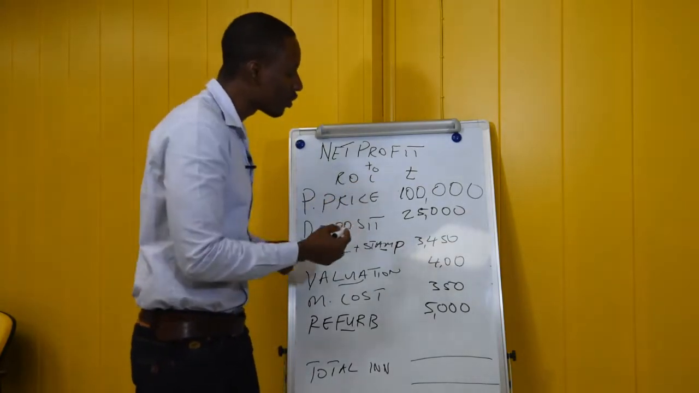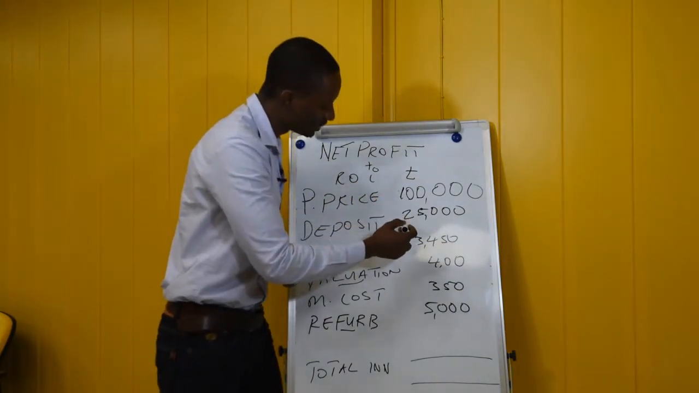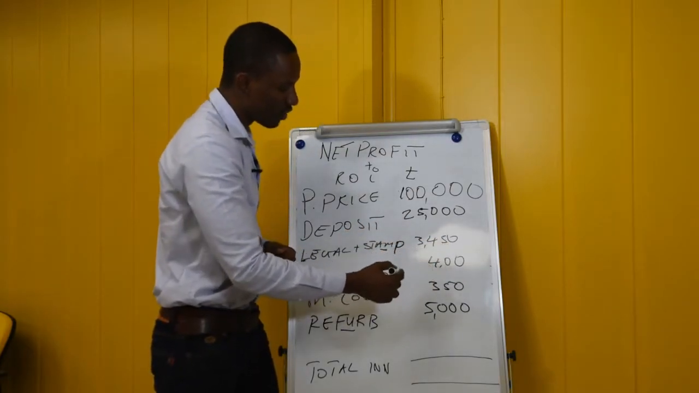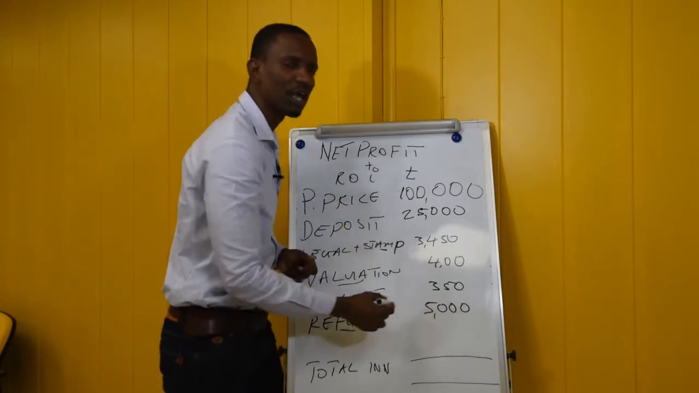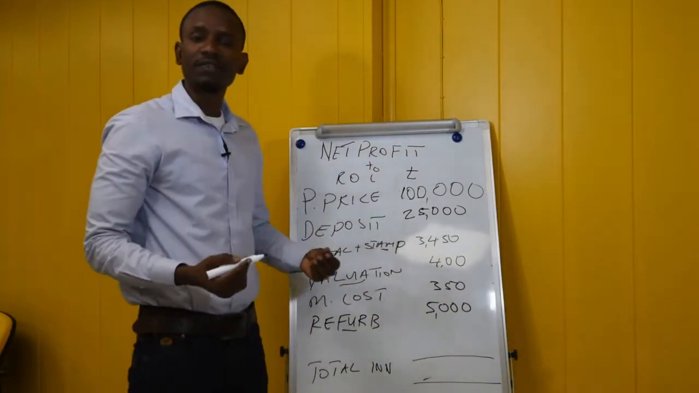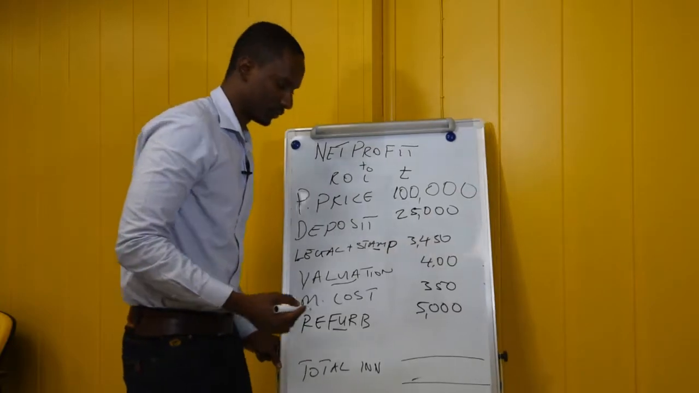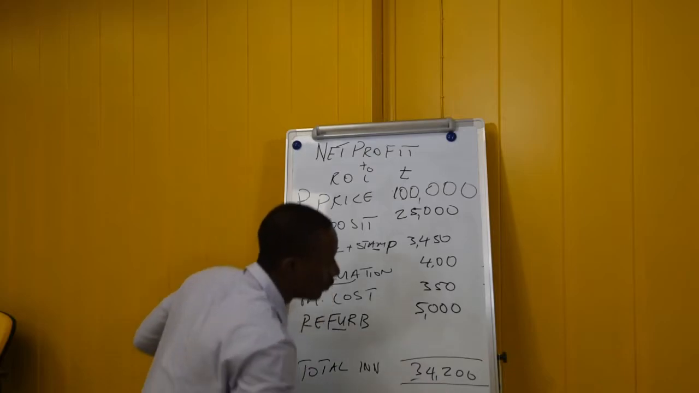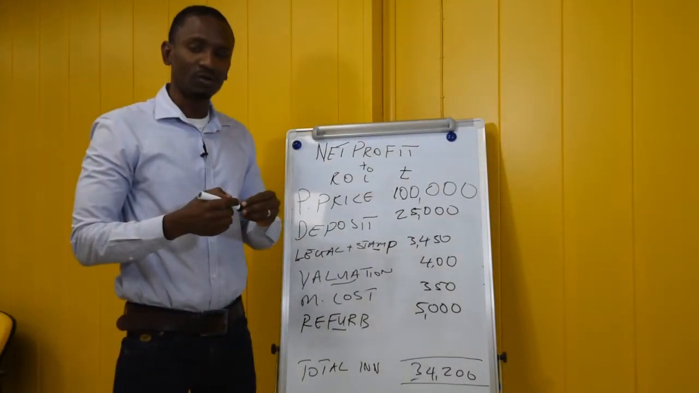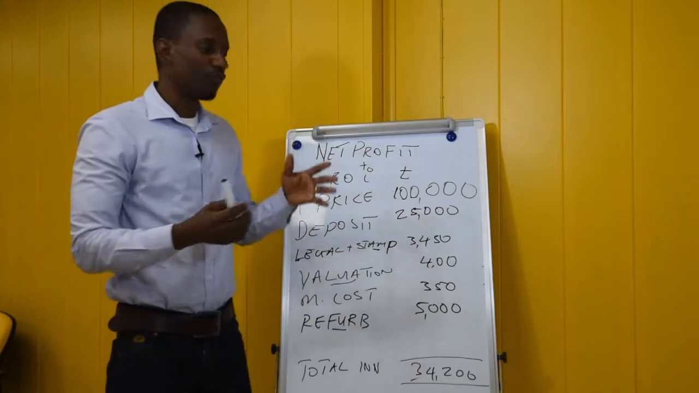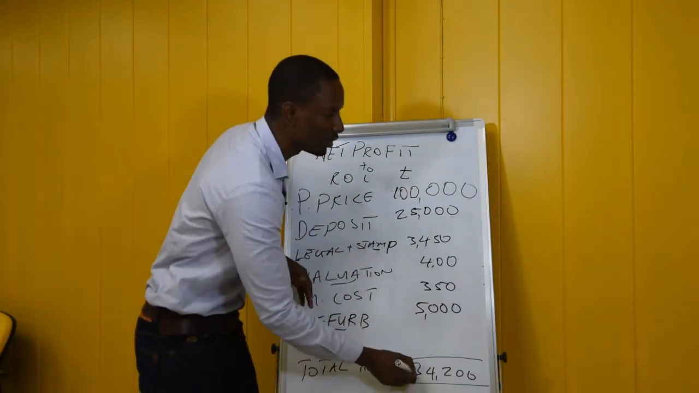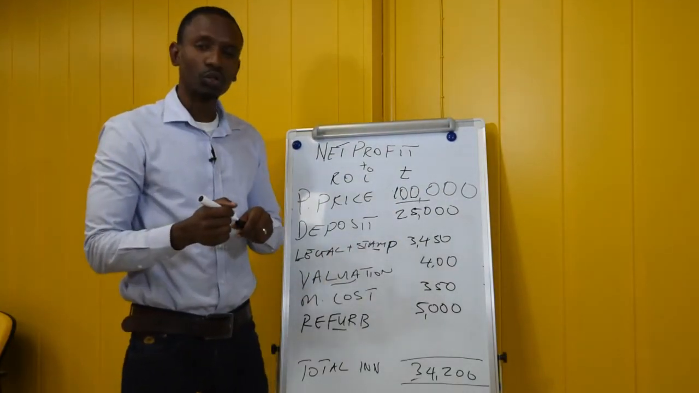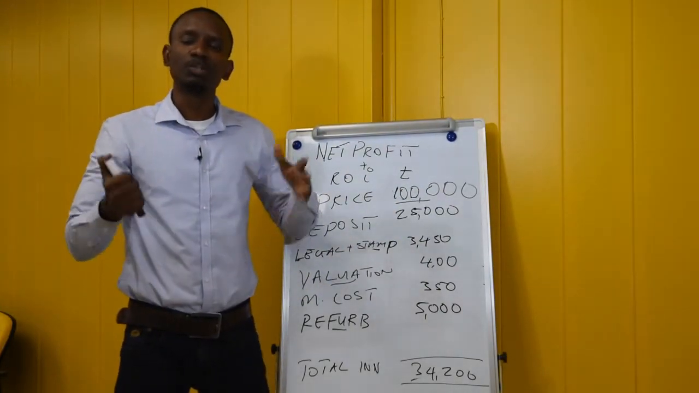So if you add all this amount up, say 25,000 plus 3,450 plus £400 plus £350 plus £5,000, that will give us £34,200. So £34,200 is our initial investment for this property. So we need to have this money to allow us to buy this property that is worth £100,000. So this is the amount of money we would require to pay.